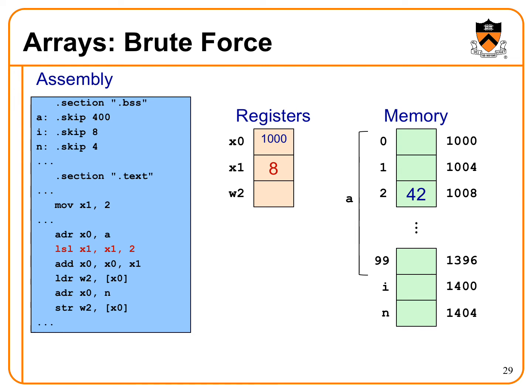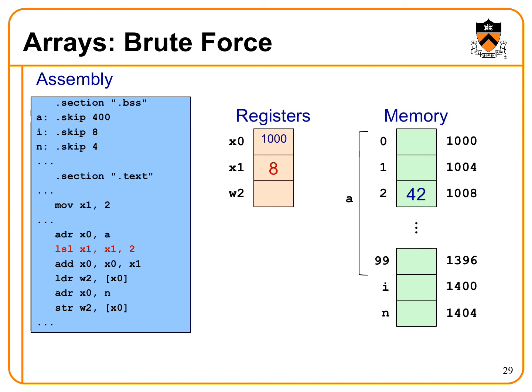Now the first curious operation. Shift x1 left by 2 bits. Why 2 bits? Is it because we want the index 2? No. The index 2 is the reason we moved 2 into x1 a couple of instructions ago. Shifting left by 2 bits multiplies by 4. 4 is the number of bytes in an int. So this is that implicit multiplication in our dereference of A plus I.